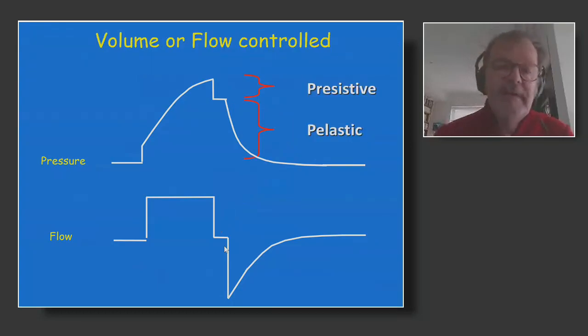When you have this separation between the peak pressure and the plateau pressure, it tells you that this part, the difference between peak and plateau, was simply due to resistance. So it's a resistive pressure. Whereas this part, the plateau minus the pressure at end expiration, which we call PEEP, positive end expiratory pressure, this difference here is the elastic pressure.